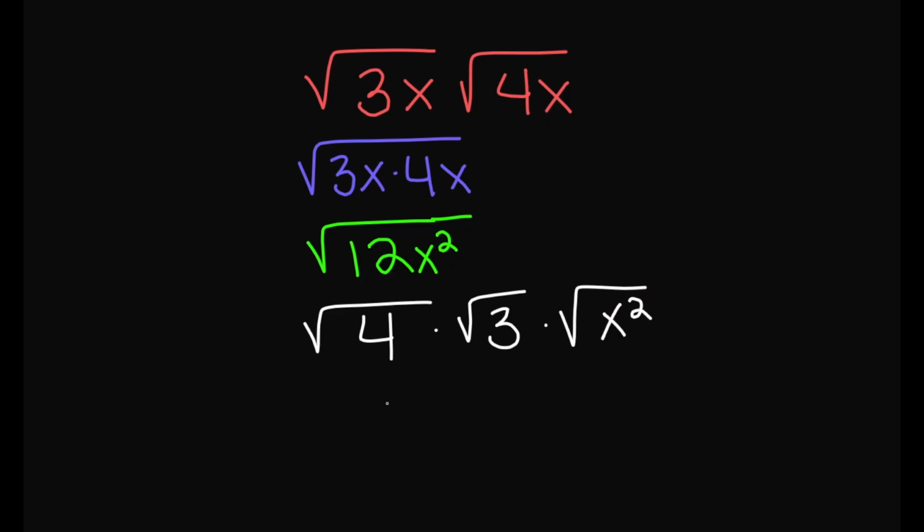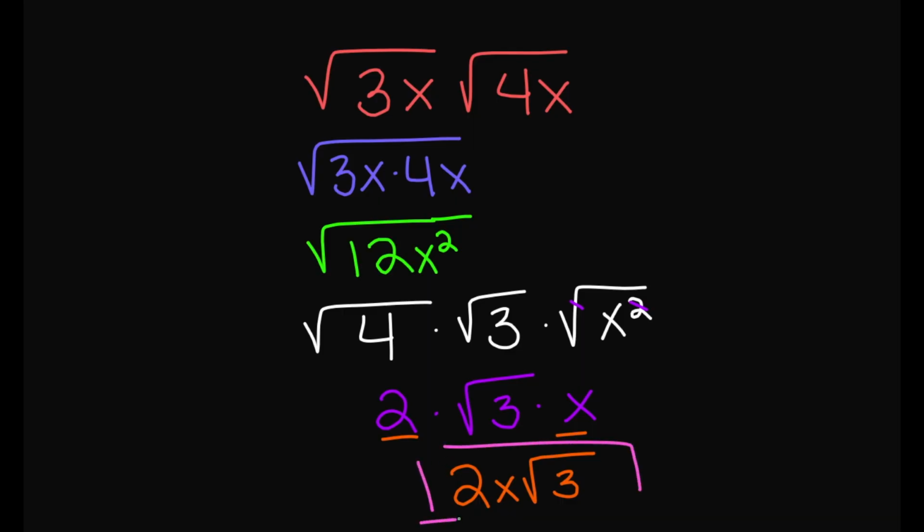The square root of 4, this is going to equal 2. Times the square root of 3, I cannot simplify that any further, so I'm just going to leave that alone. And then the square root of x squared, these 2's are going to cancel out, so you'll just be left with x. Now, when we combine all of these here, you're going to get 2 times x. This is going to give you 2x, and then times the square root of 3. And your final answer here is 2x times the square root of 3.